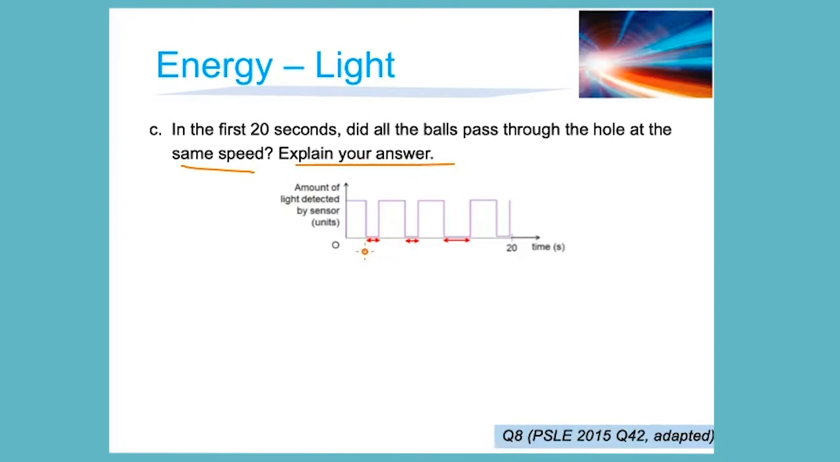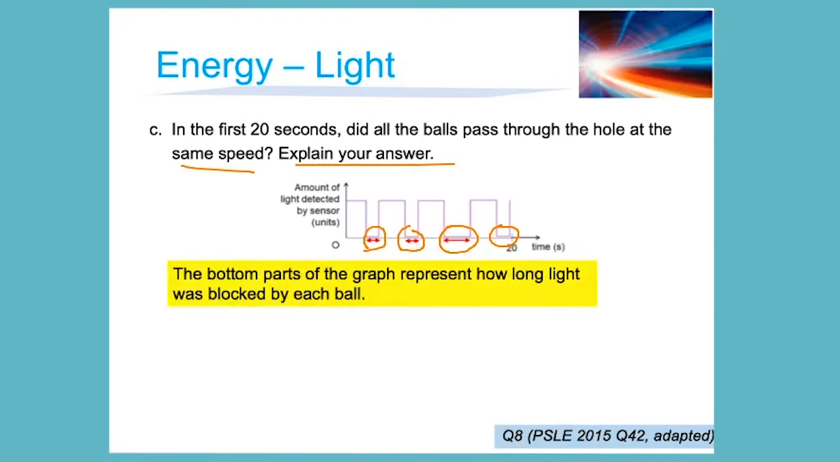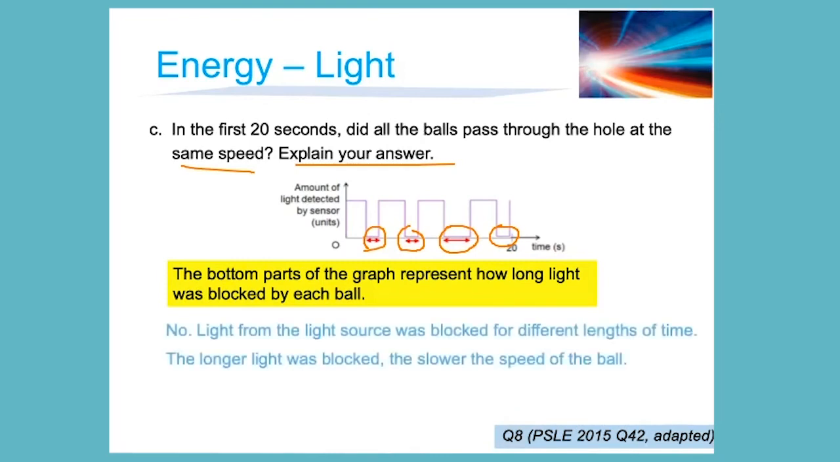If I look at the interval, this interval is short, this interval is short, this interval is long, and then this interval is short again. So the longer the interval, probably the faster or slower? Very good. The longer the interval, the slower the ball must have passed through, because it blocked light for a longer period of time. So based on that, the bottom parts of the graph already represent it. So my answer would be no.